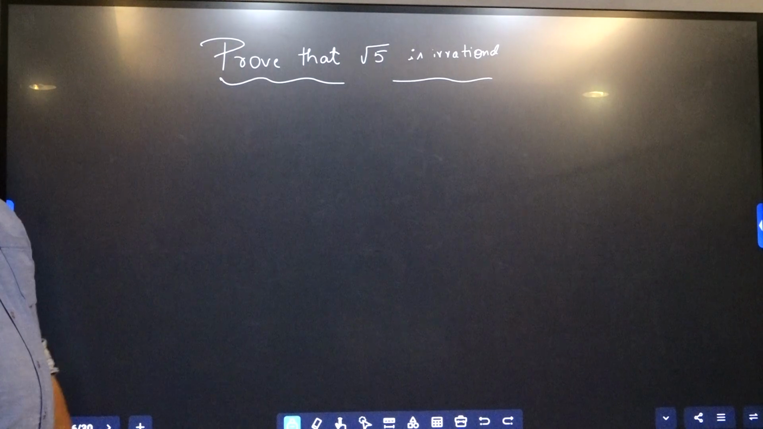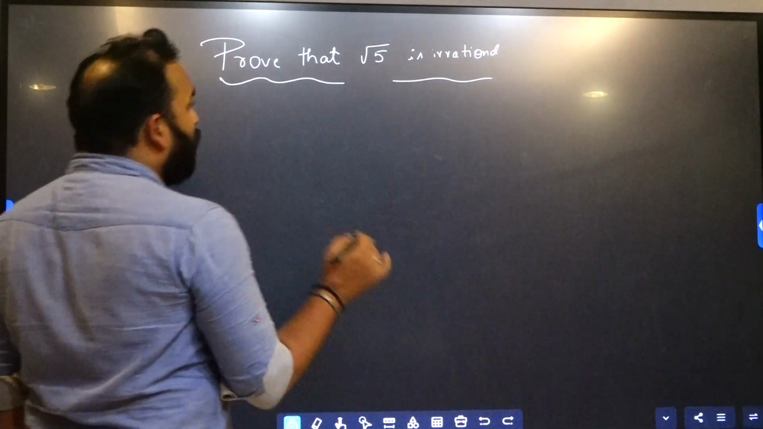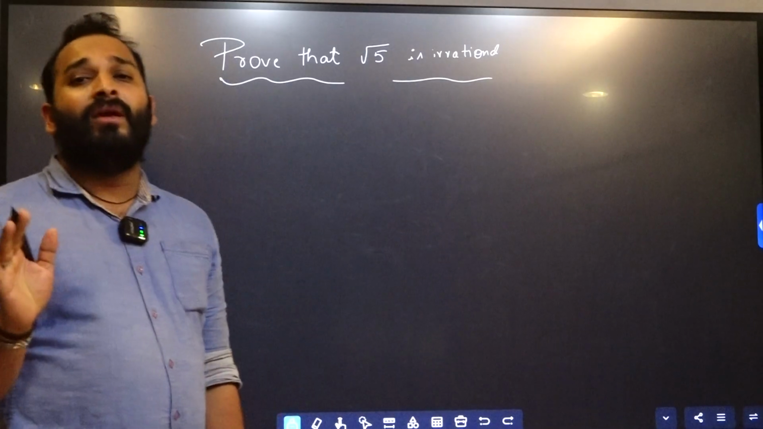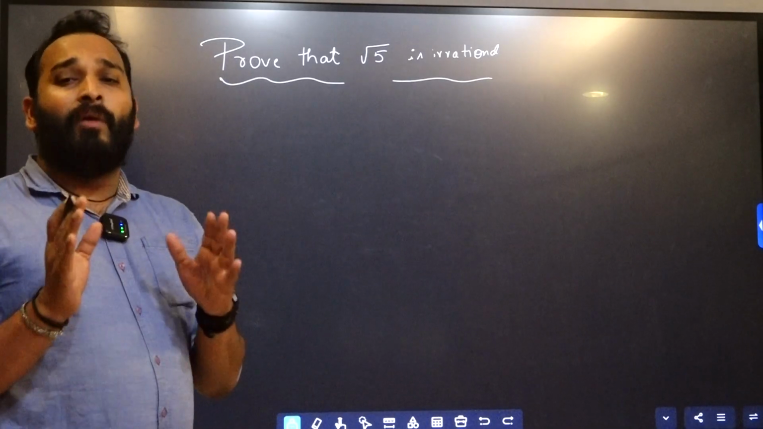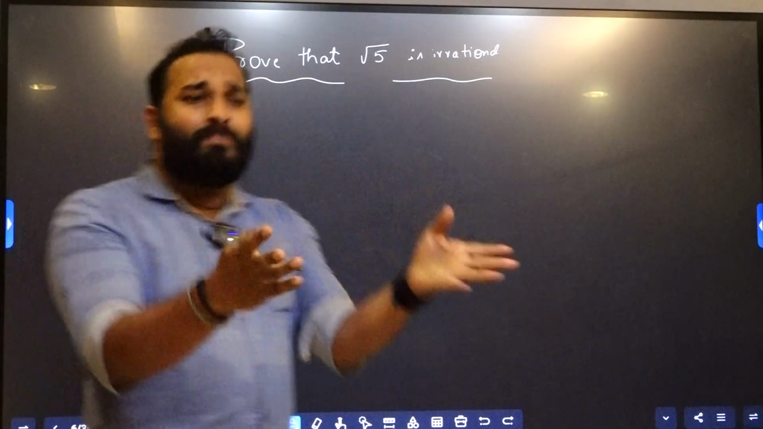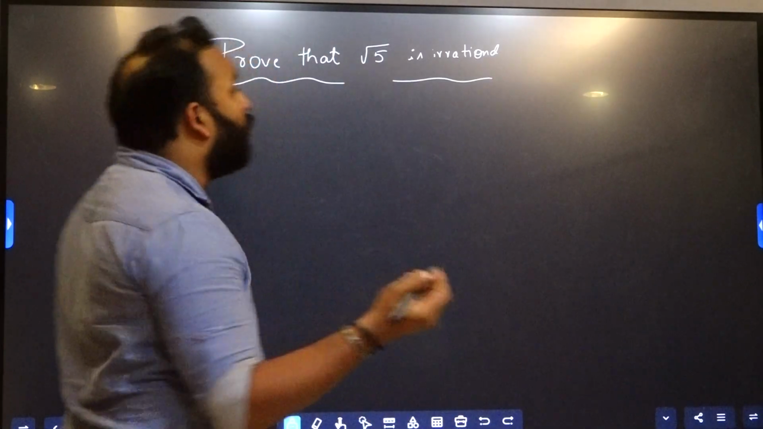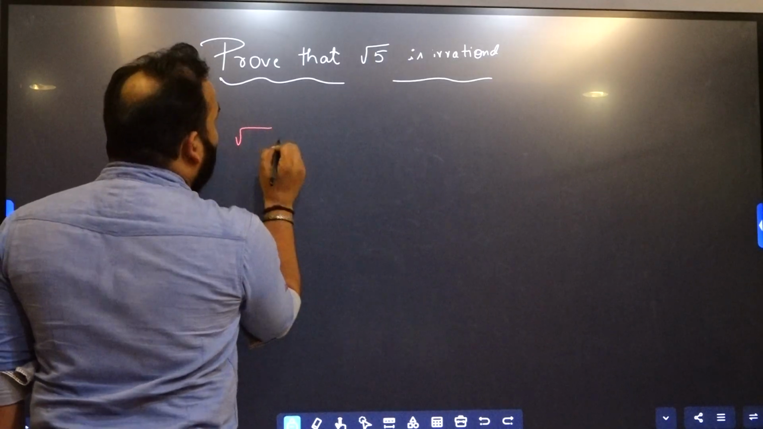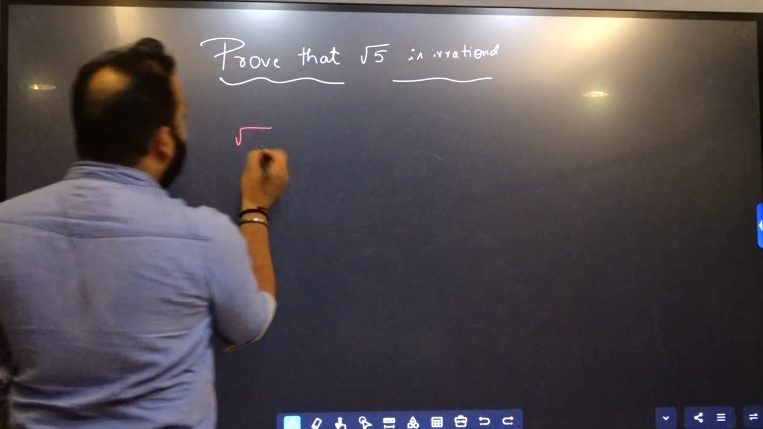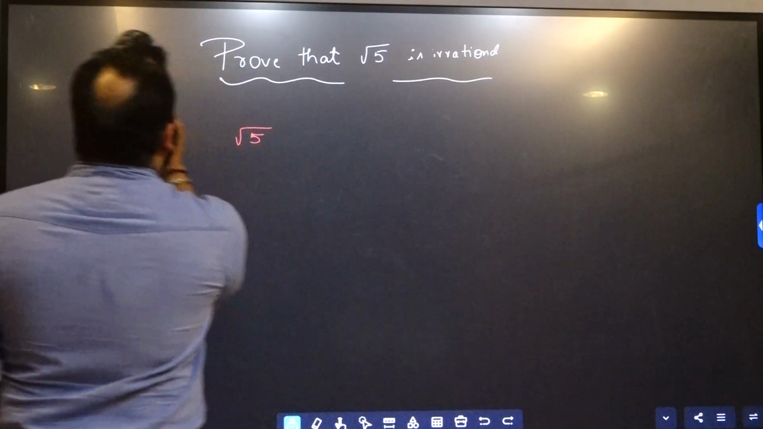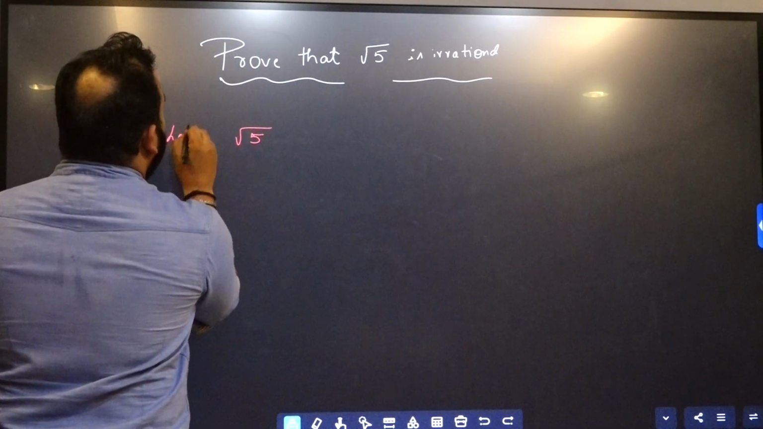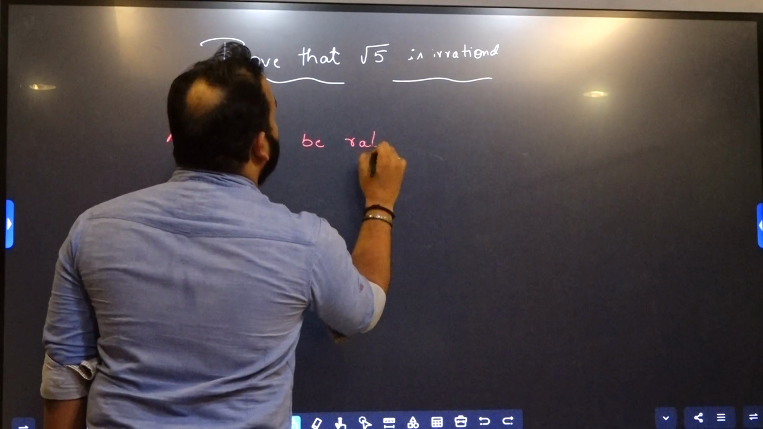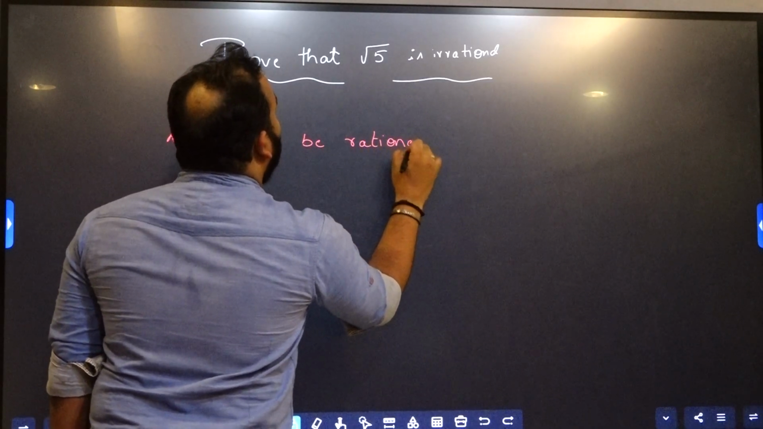I told you, prove that root 5 is irrational. Here, children, let me tell you, please follow the steps very, very precisely. Why? Because these are the simple questions where you can score full marks. So, what is your approach, children? I'll just roughly guide you through this. Any root of 2, 3, 5, 7, when you get root 5, first thing, let us assume root 5 be rational. This is the first step. Let us assume that root 5 is rational.